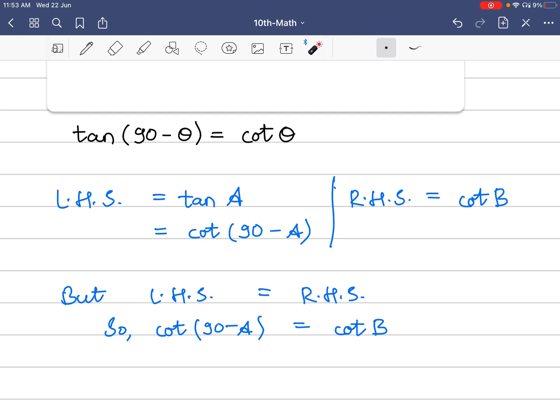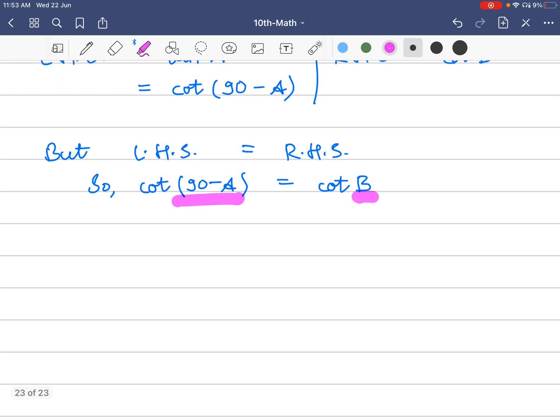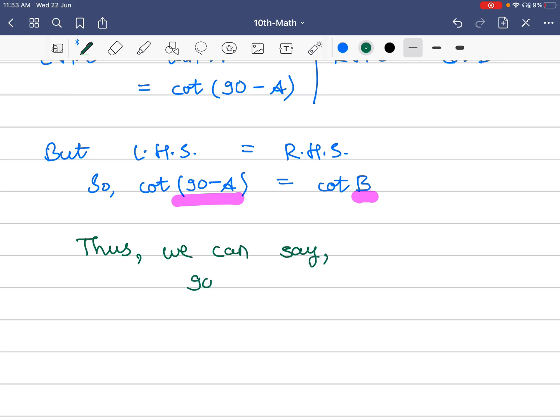Now once again we have cot on both sides of the equation, so their angles have to be equal to each other. This is the important point. The angles have to be equal to each other. Thus we can say that 90 minus A is equal to B. And now if we rearrange the equation, if we take this minus A to the right hand side of the equation, we get therefore 90 is equal to A plus B, which is exactly what the question asks.